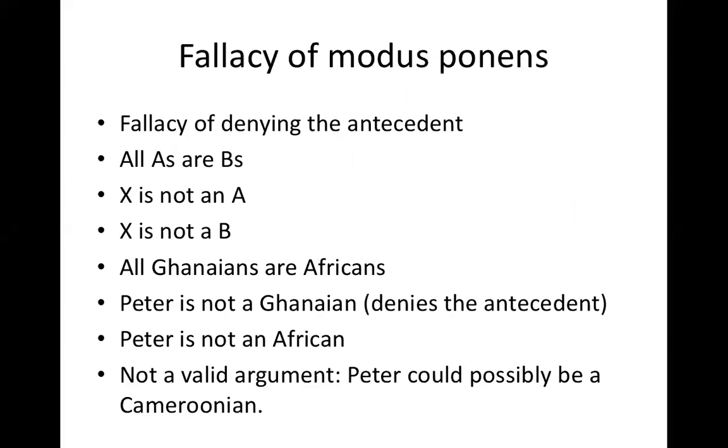Now, let's look at the fallacy of modus ponens, or rather the fallacy of denying the antecedent. All A's are B's, X is not an A, X is not a B. All Ghanaians are Africans. Peter is not a Ghanaian. That denies the antecedent. Therefore, Peter is not an African. This is not a valid argument, because Peter could possibly be a Cameroonian. Okay, so that is why an argument that denies the antecedent is not a valid argument.